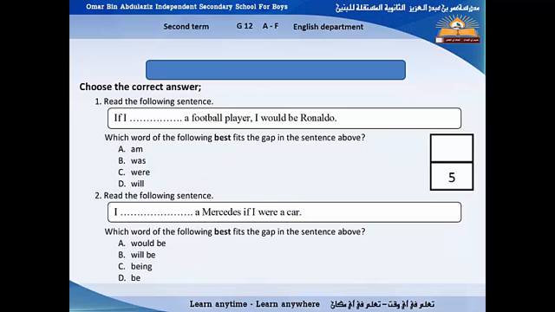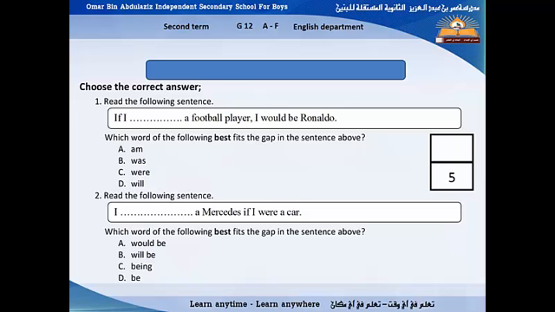If we look at this sentence, we have: if I were a football player, I would be Ronaldo. So here we got would. If you are going to choose, first you say, this has would plus the infinitive, so this is the second case. So here you are going to use past simple, was or were. Because this one expresses impossibility, we use were. So the right answer is were.